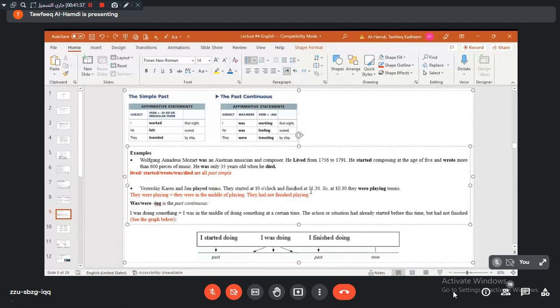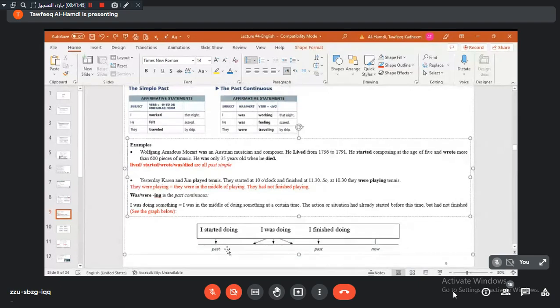The following figure can show you the difference between the simple past and the past continuous. When I say I started doing, I'm talking about something that happened in the past. I was doing in the middle point between past and another past.